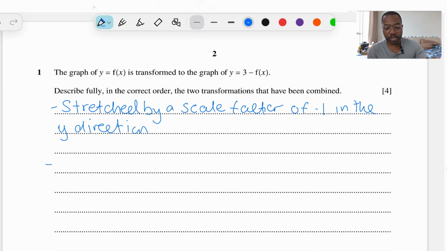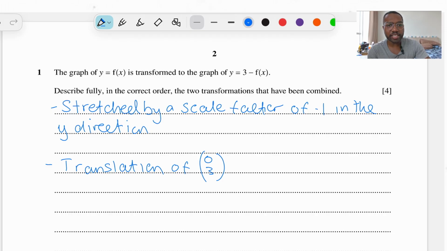And the second transformation is that positive 3. What does a positive 3 mean? That means the graph is being shifted up by 3 units. The easiest way when dealing with shifting up, down, left, right by a certain number of units is a translation. So we can write a translation of (0, 3), shifted upwards. And we are done. That is all we need to do for the 4 marks.